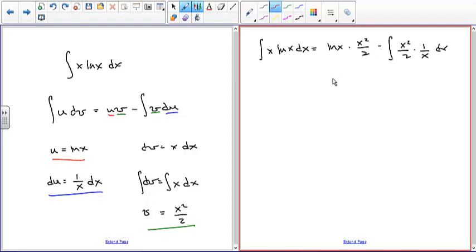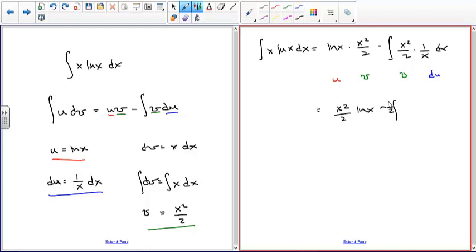So again, this is u, this is v, and this part's du. Okay. So we're done with the first part. We're just going to move the linear stuff to the beginning. And here we're going to simplify inside.